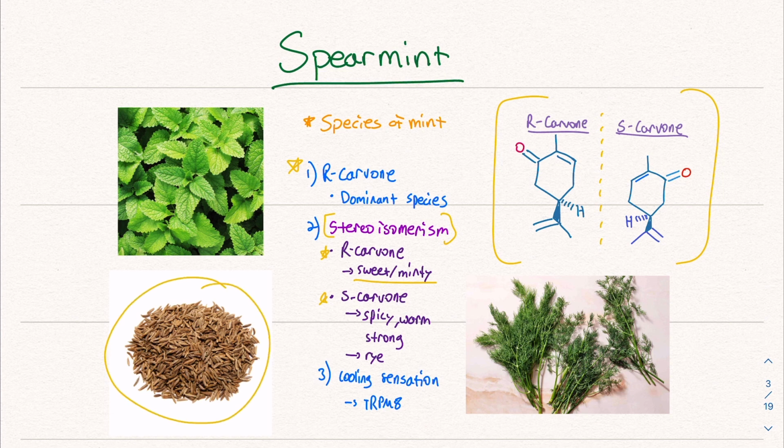So spicy, warm, strong. It's used in rye bread. It's also the predominant chemical, well, one of the chemicals in dill. So we're seeing that this chemical that looks similar has two very different properties. So we're going to talk about that because I think that's very interesting to note.